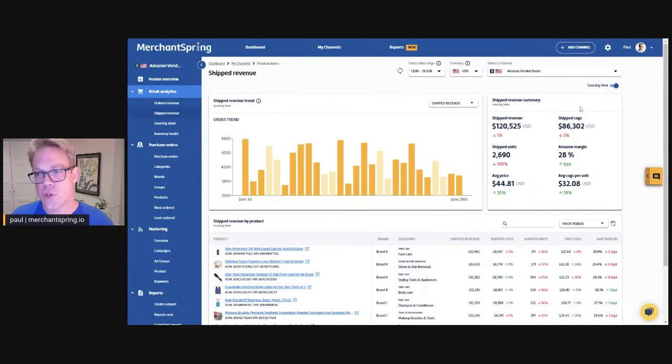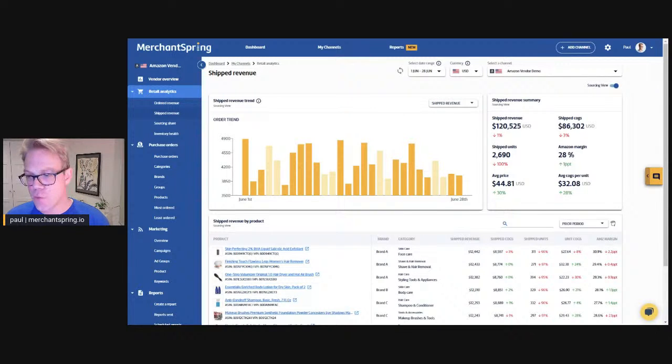So what this tells you is really around, what are the products that Amazon is shipping the most? Shipped revenue, shipped units, but most Amazon vendors will care about shipped COGS. So as you can see in the table below, it gives you a really clear view of what items are actually selling and what are the items that are reducing your inventory inside Amazon.